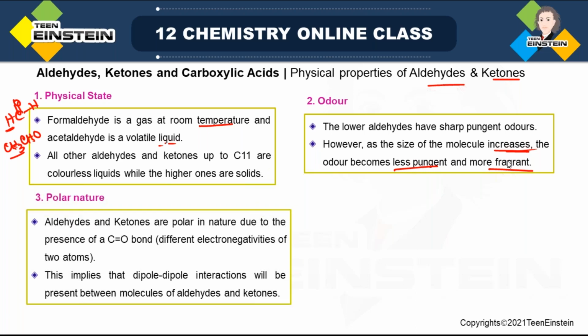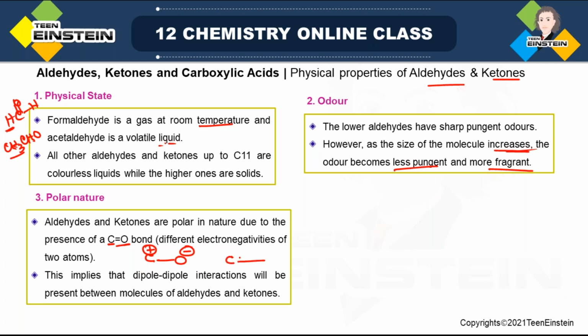Polar nature. Aldehydes and ketones are polar in nature because of the presence of the C double bond O. Oxygen is more electronegative than carbon, and as a result, if you keep the sigma bond and break the pi bond, positive charge will always be over carbon and negative charge will always be over oxygen. So here we do not have any charge, but when you break the bond, there will be fully developed positive and negative charges.